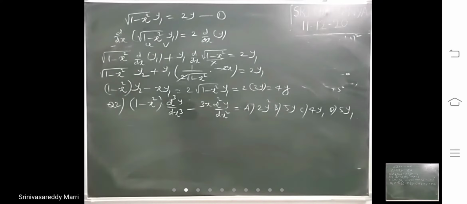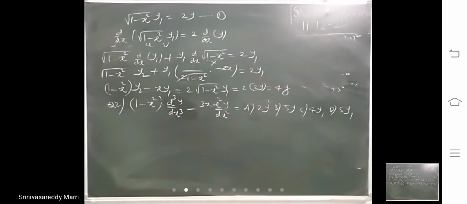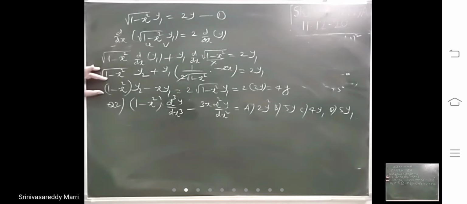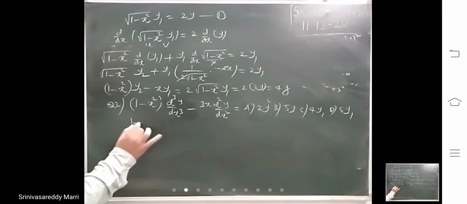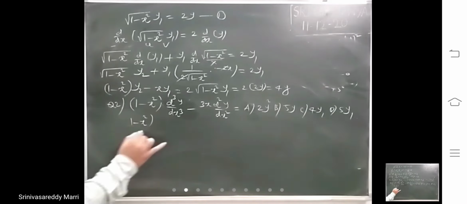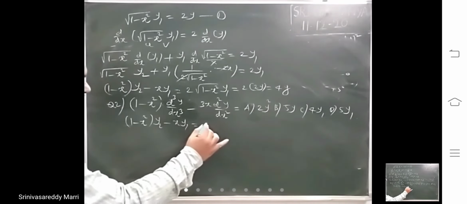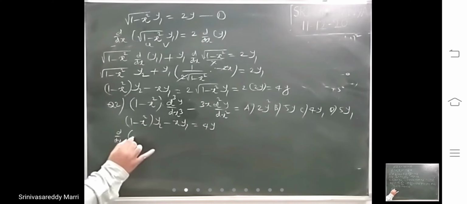Take this example. He is asking for the third order derivative and the second order derivative. For finding this, take the equation which is in second order derivative. Till here we have done already: 1 minus x square, y2 minus xy1. Take this equation, the second order derivative one, then write d by dx on both sides.